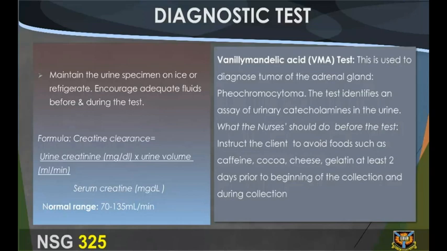Vanillylmandelic acid test (VMA). This is used to diagnose tumor of the adrenal gland, pheochromocytoma. The test identifies an assay of urinary catecholamines in the urine. What the nurses should do before the test: instruct the client to avoid foods such as caffeine, cocoa, cheese, and gelatin at least 2 days prior to the beginning of the collection and during collection.